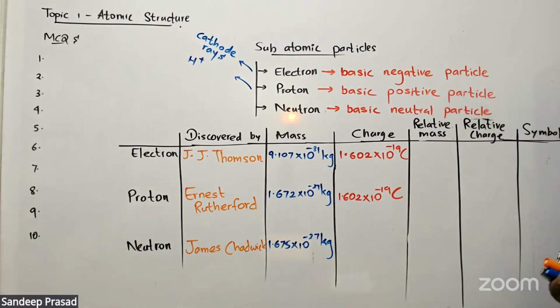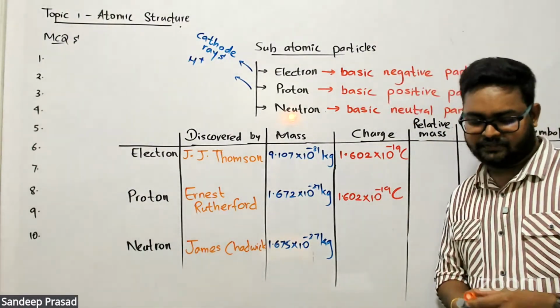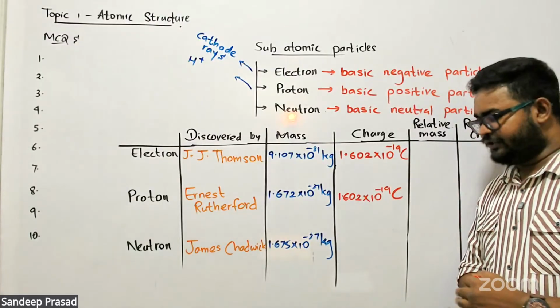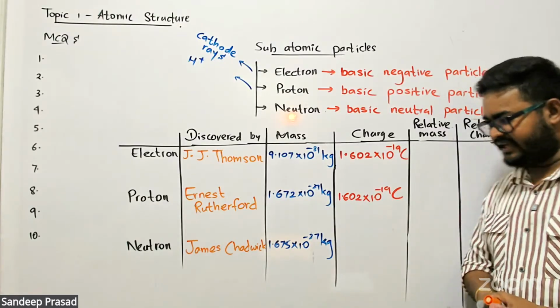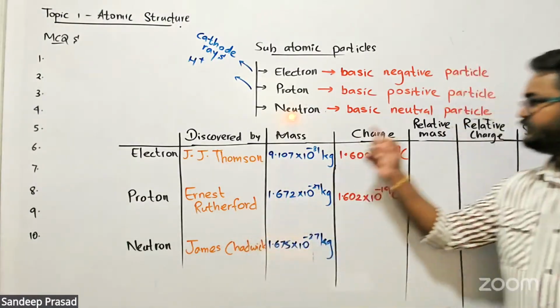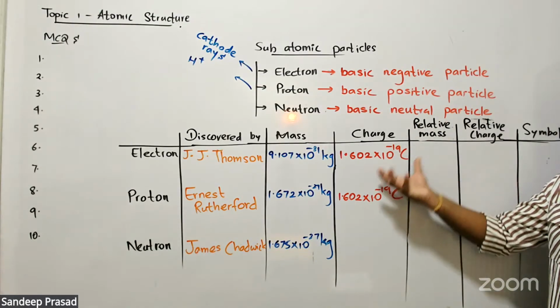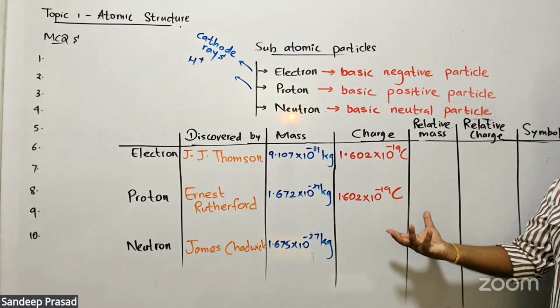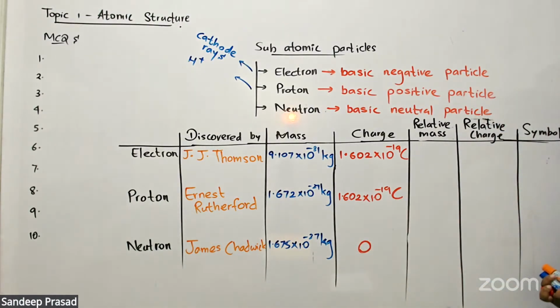Anyone here? Charge of neutron? No, I'm asking about the charge of neutron. Very simple. Charge of neutron is what? Zero. That's a neutral particle. Students, they have named this one as neutron. So that is the basic neutral particle. Neutral means it doesn't contain any negative charge or positive charge. Understood? So therefore, its charge is zero.